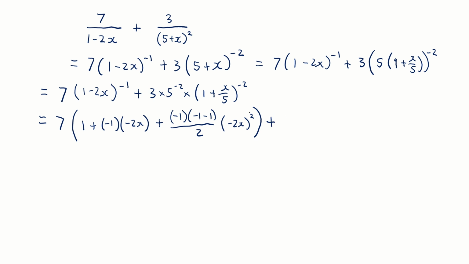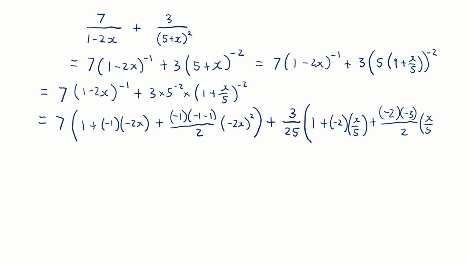Then we're going to have the constant out the front of 3 times by 5 to the power minus 2, which is 3 over 25, and then the expansion will be our 1 plus n times by x, so that's minus 2 times by x over 5, and then we have our n times by n minus 1, all divided by 2, lots of our x term, all squared, like that, and so therefore that's our second expansion done.